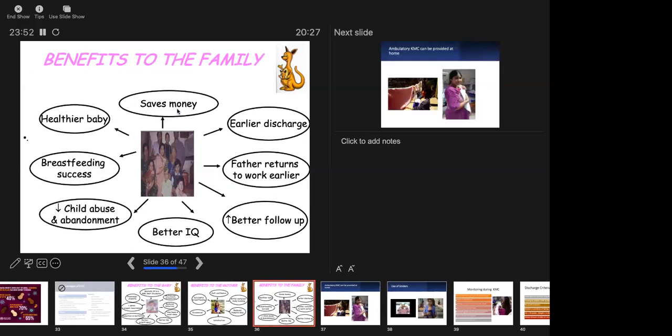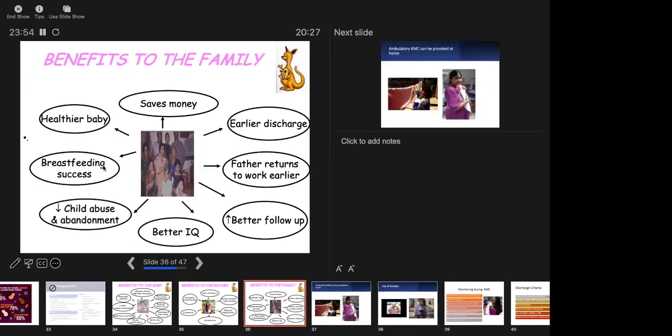And benefits to the family: it's a healthier baby. The breastfeeding rate is improved. The breastfeeding is more successful. There is less risk of child abuse and abandonment. The babies have a better IQ. There is increased follow-up. The father returns to work earlier. It saves money. So there are multiple benefits to baby, mother, and also to the family.